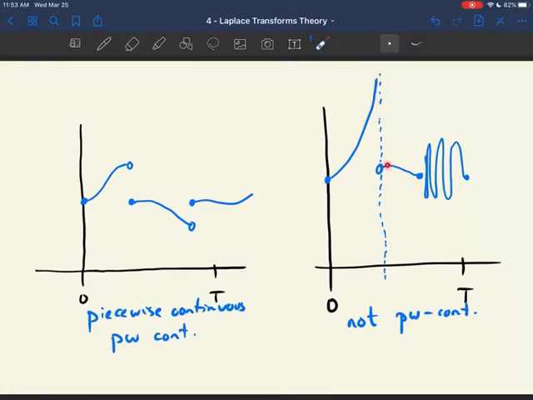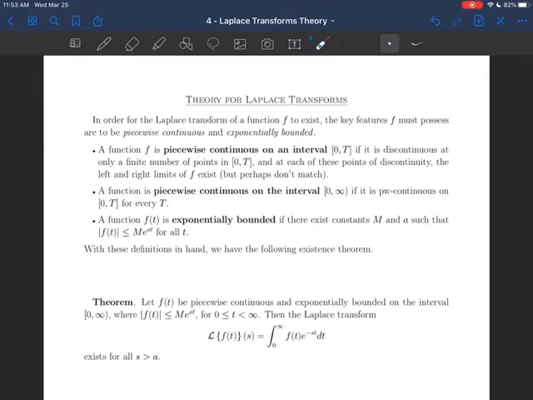Infinity doesn't count as existing. The limit on the left, I mean. The limit on the right is fine, it exists. The limit at the second point over here, the limit from the left exists, but the limit from the right does not because of oscillation. So that's not piecewise continuous.